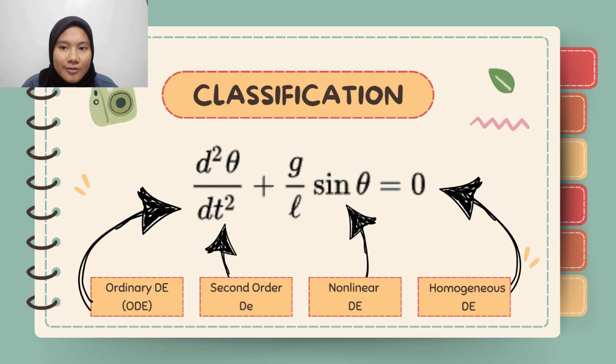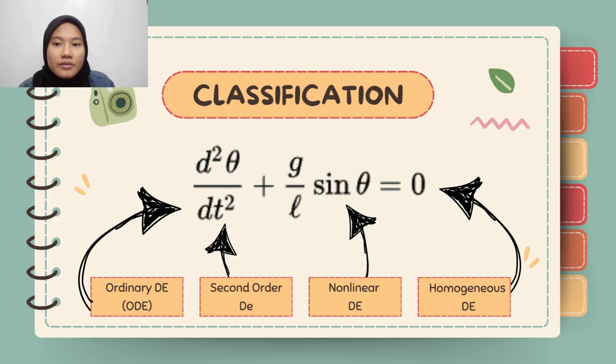For the last part, we have the classification of this equation. First, this equation is an ordinary differential equation. Why ordinary? Because we have only one independent variable, which is t, in the d squared theta over dt squared. That's why it's an ordinary differential equation, the short form is ODE.